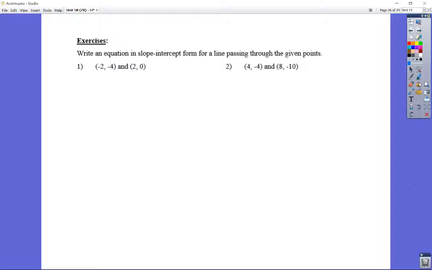Please pause the video and try the exercises on your own. Once you are finished, resume the video and check your answers with mine. Write an equation in slope-intercept form for a line passing through the given points. First, we need to find the slope.